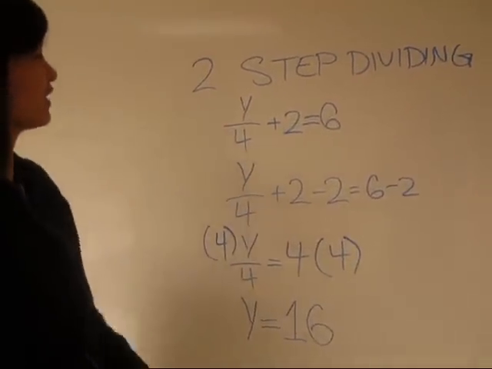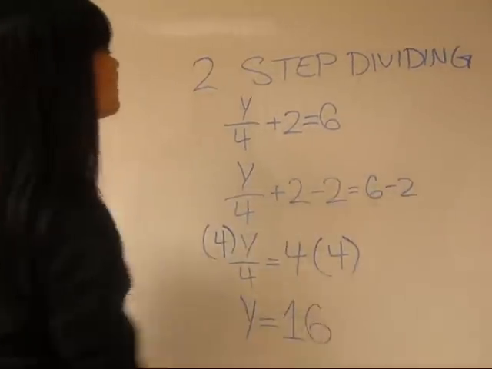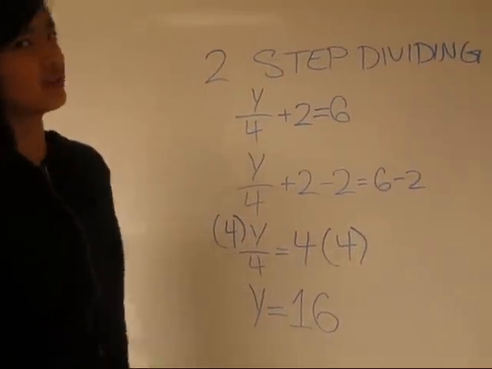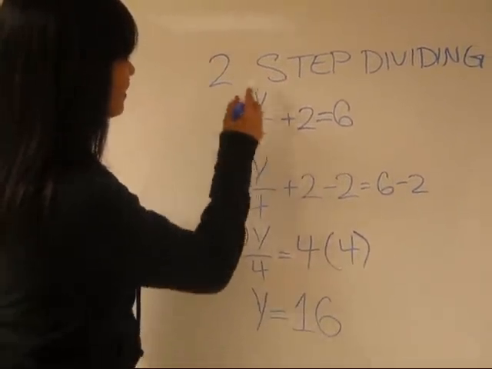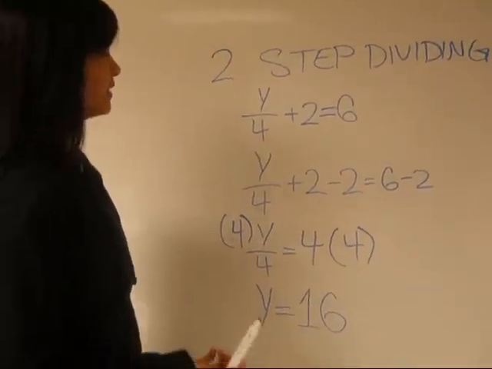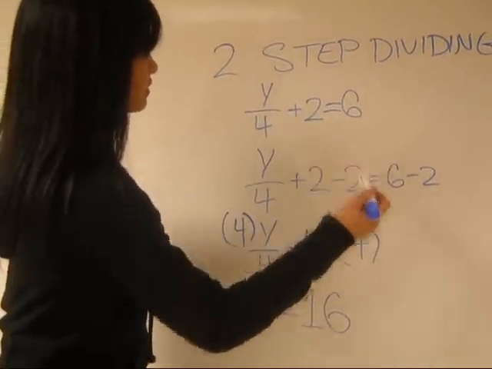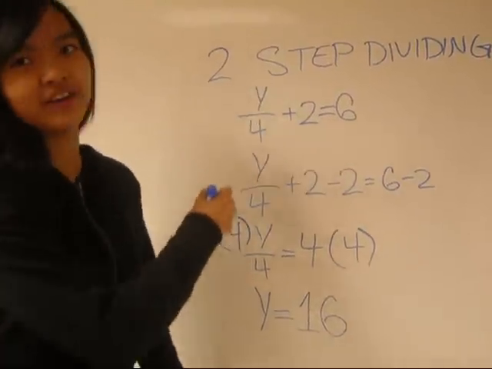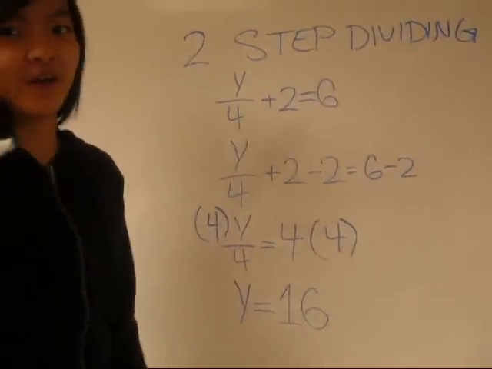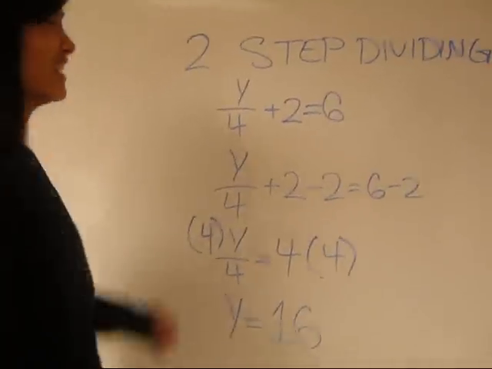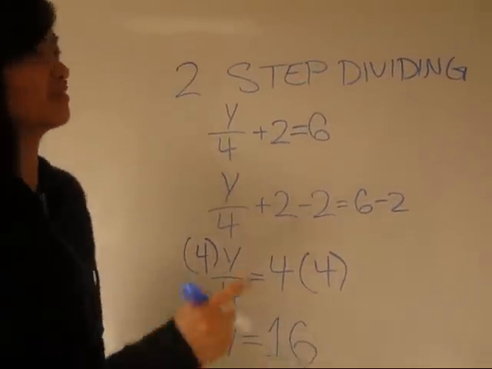Okay, now we're going to learn about two-step dividing. The first thing we do, again, like we did with multiplying, we write out the equation. In this case, it is y divided by 4 plus 2 equals 6. Y is the variable. Yeah, the variable. Remember that.